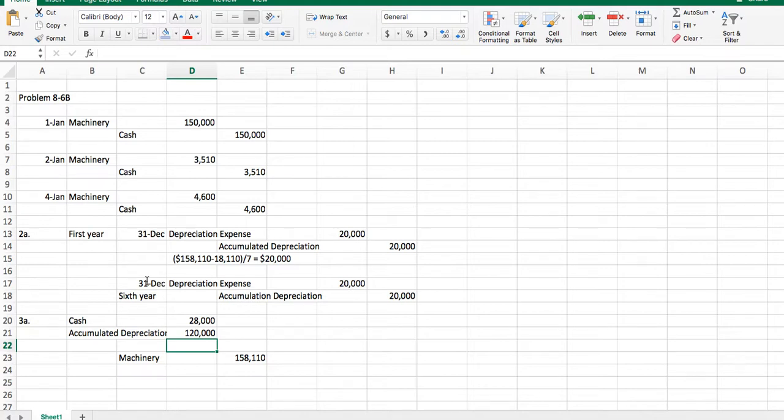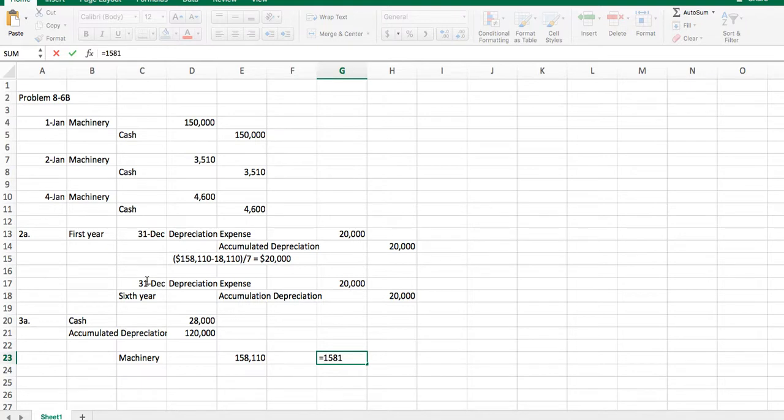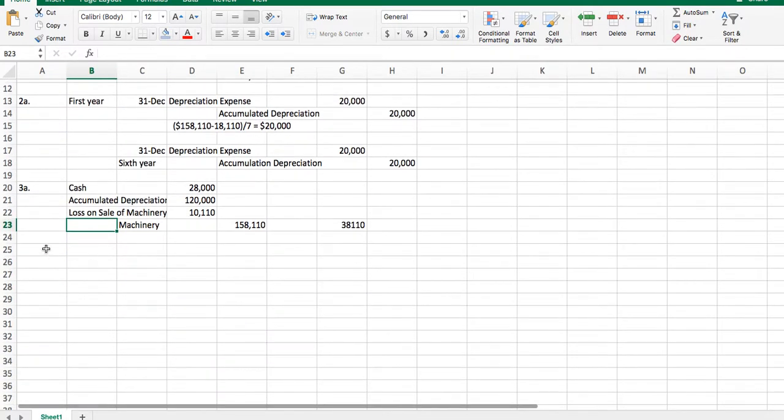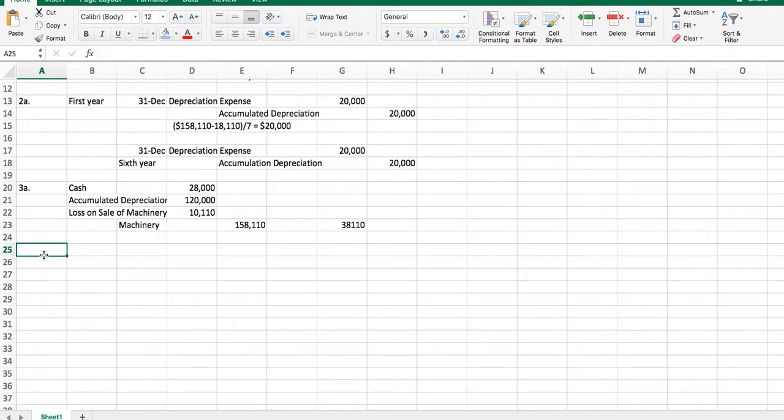And so in this scenario, the book value would be, I'll go over here and calculate it. The book value is the $158,110 minus depreciation, $120,000, or $38,110. So if the book value is $38,110 and you sold it for $28,000, you had a loss. So you have loss on the sale of the machinery. And that loss would be $10,110. The other way is, your debits and credits have to equal, and if it's a debit, it's a loss. If it's a credit, it's a gain. That goes back to when we learned about journal entries and account balances.